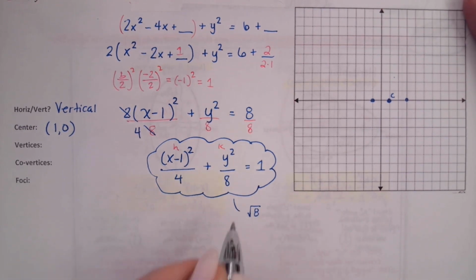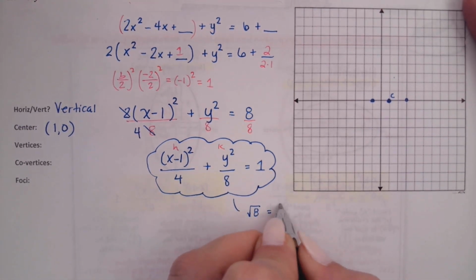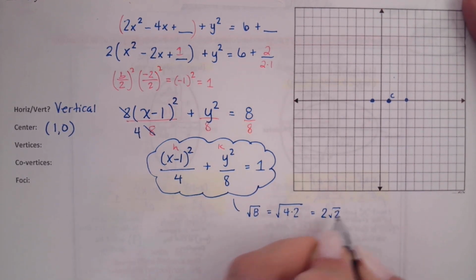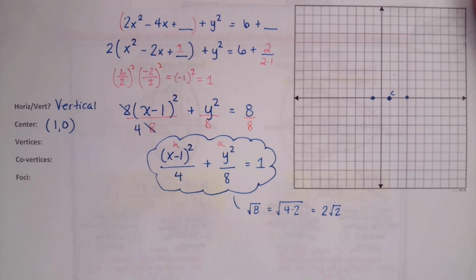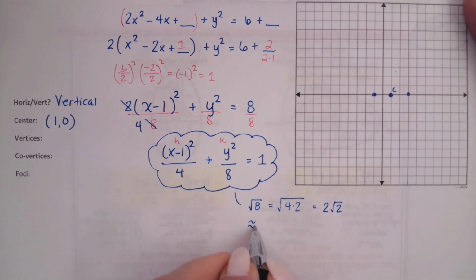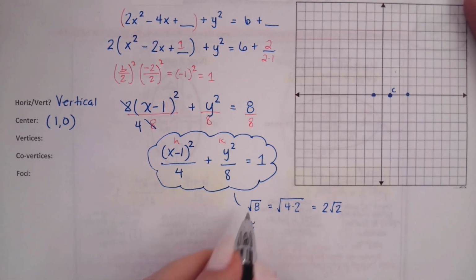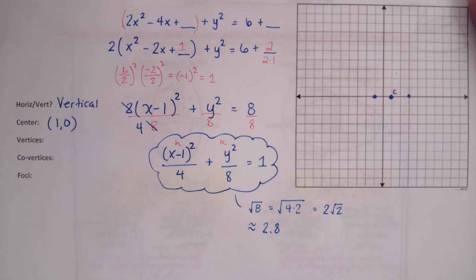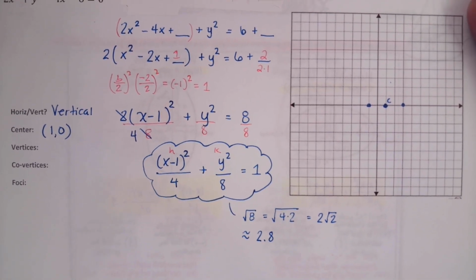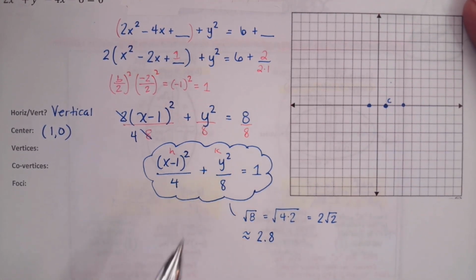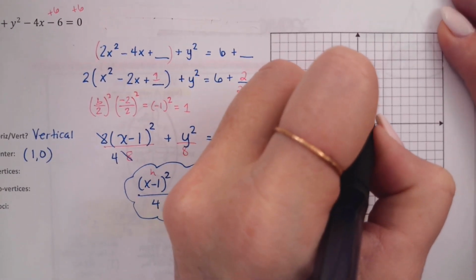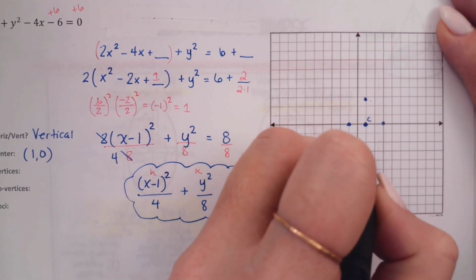Square root of 8, that's square root of 4 times 2. And then you pull out the 2, so it's going to be 2 square root 2. Okay. We do need a decimal approximation, though, to put it on a graph. So then you do 2.8. Yeah, because square root of 9 would be exactly 3, so square root of 8 is less than that. We'll call that 2.8, I guess. Okay, so that means we need to count from the center 2.8-ish in the y direction. So that's 2.8-ish up, 2.8-ish down.